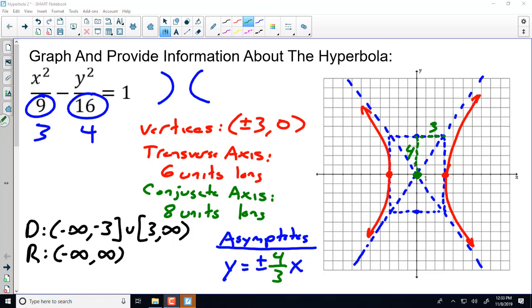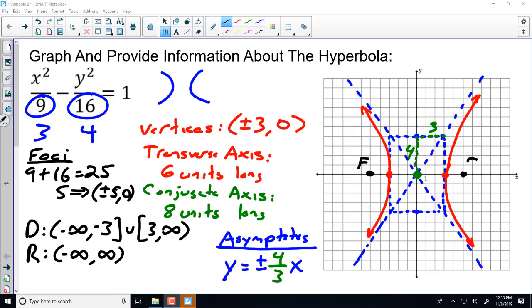What about the foci? Where are they? Well, the foci are in the same direction as the transverse axis, the same direction as the vertices, but they are beyond the box. We find the foci by adding the numbers together under x squared and y squared. So 9 plus 16 is 25. Taking its square root is 5. And that tells us that we go left and right 5 units. So the foci are actually going to be plus or minus 5, 0. So right there and right there.